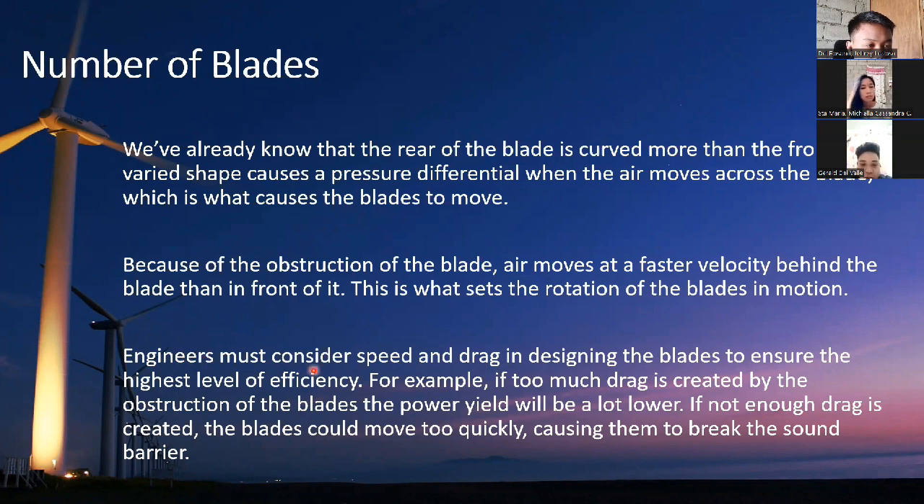Engineers must consider speed and drag and design the blade to ensure the highest level of efficiency. For example, if too much drag is created by the obstruction of the blades, the power yield will be a lot lower. If not enough drag is created, the blades could move quickly, causing them to break the sound barrier.